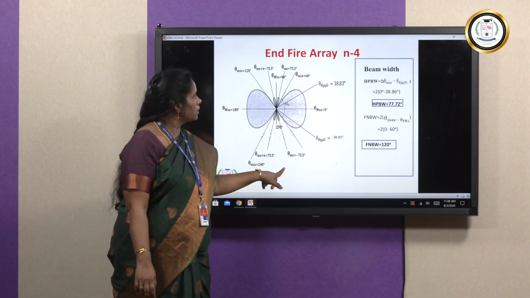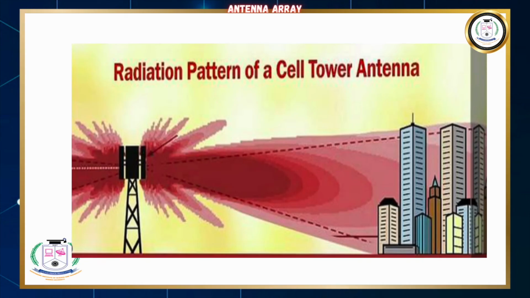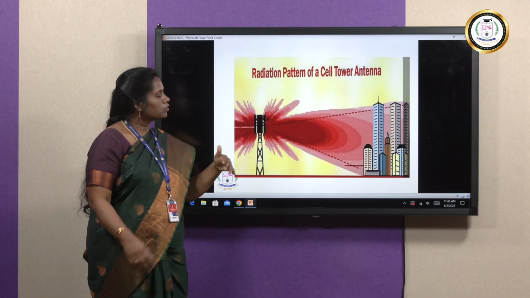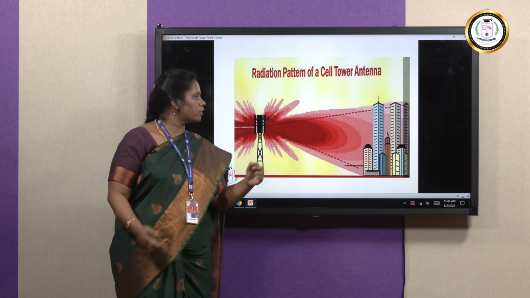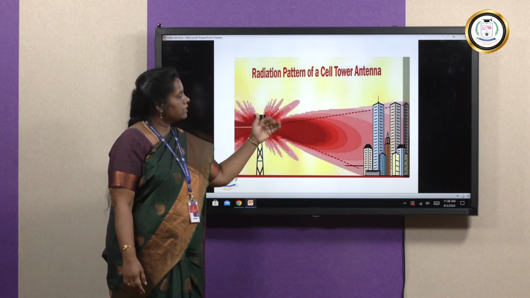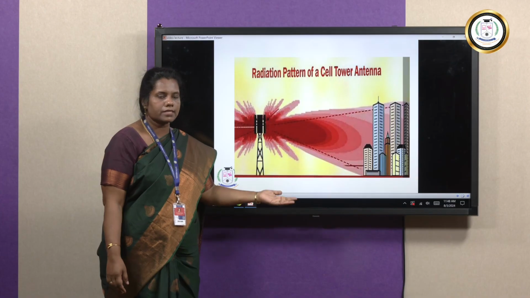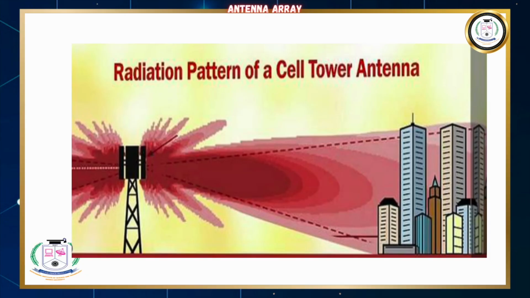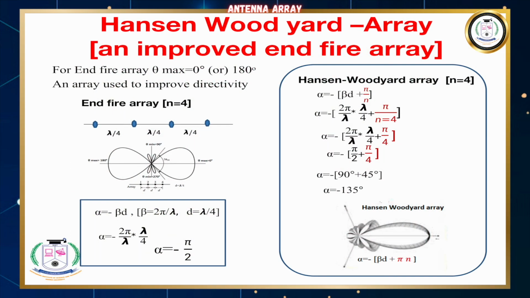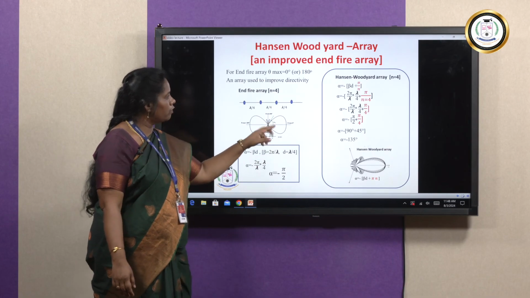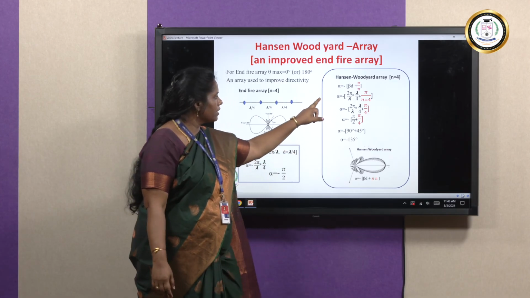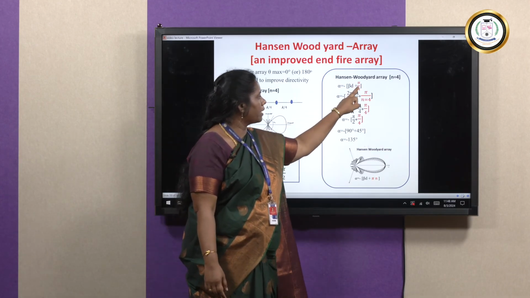So it was substituted. This is the radiation pattern of a cell phone tower, which radiates in a highly populated area. So for highly populated areas like metropolitan cities or any urban cities, we need to increase the field strength. So we are going for n number of isotropic point sources. One technique is the Hansen-Woodyard array. It has 4 isotropic sources, for n equal to 4, and alpha is equal to beta d plus pi by n.